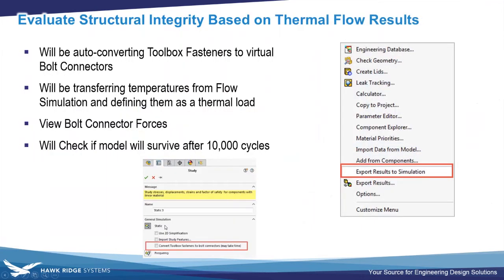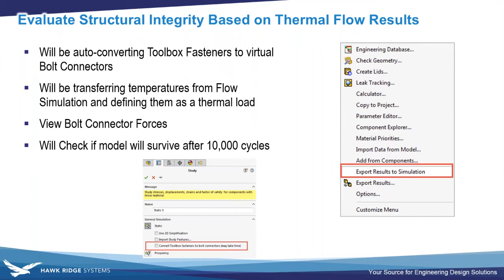So as far as what we're going to discuss in this second scenario, using those FEA results, you may have noticed the model, the filter and the neck, are kind of bolted together. We'll be showcasing how we can easily auto-convert those bolts to virtual bolt connectors if you're using Toolbox. More importantly, we'll transfer the information from flow simulation into our static analysis, and then see what information we get from those virtual bolts.